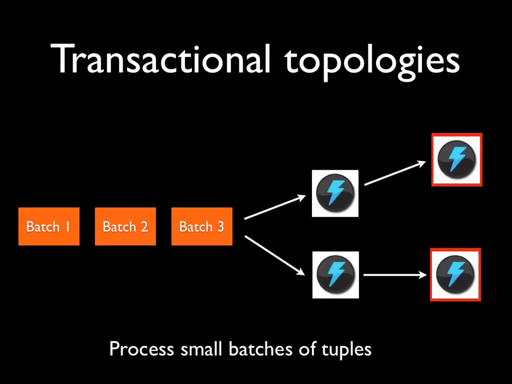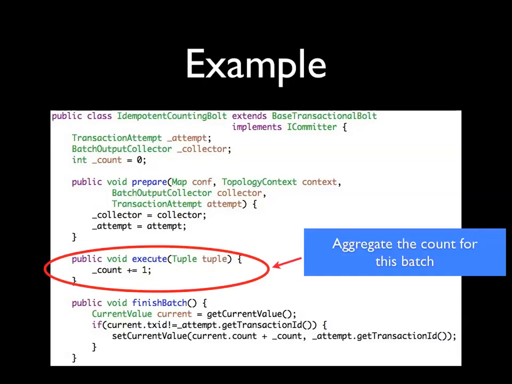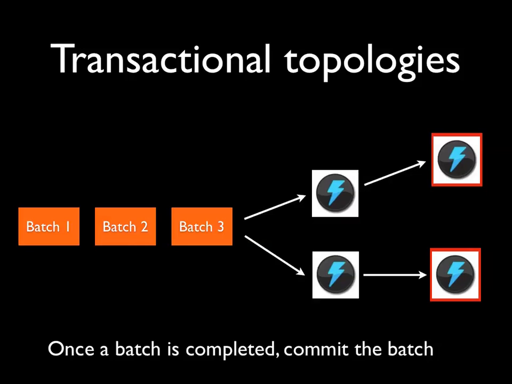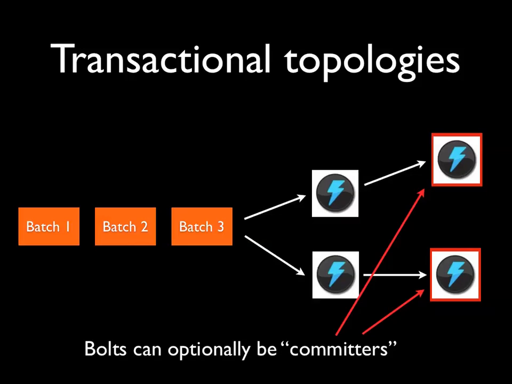Transactional topologies work a little bit differently than normal topologies. The idea is that rather than process just one tuple at a time, you process small batches of tuples at a time. And if anything in a batch ever fails, you replay the whole batch. The processing of batches happens in two phases. There's the processing phase, and if you successfully finish it, you move on to the commit phase. Any number of your bolts can process in the commit phase, and those are called committers.